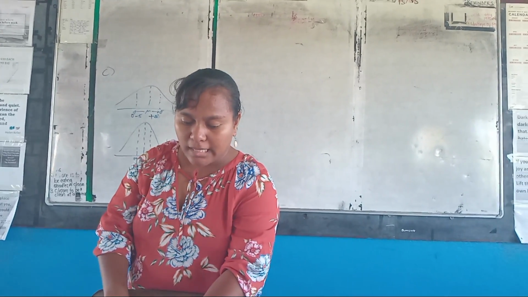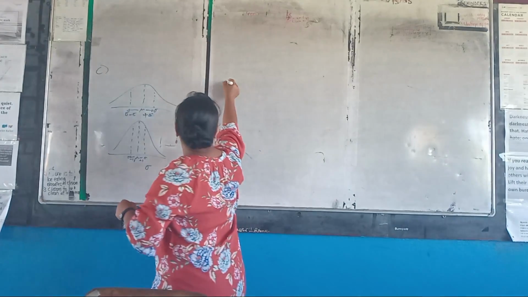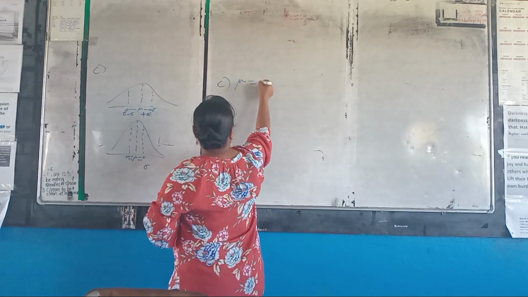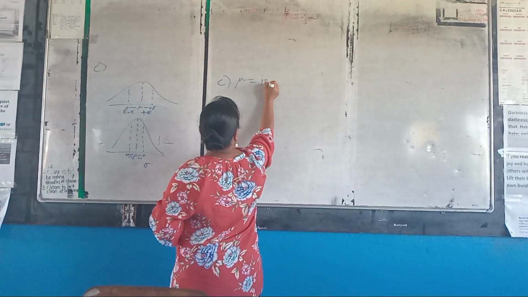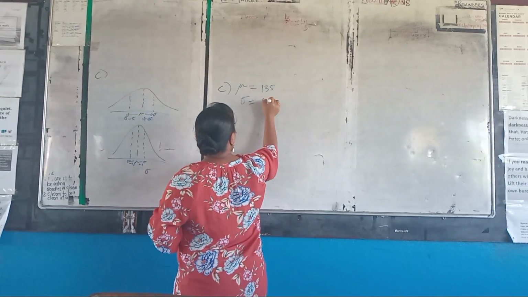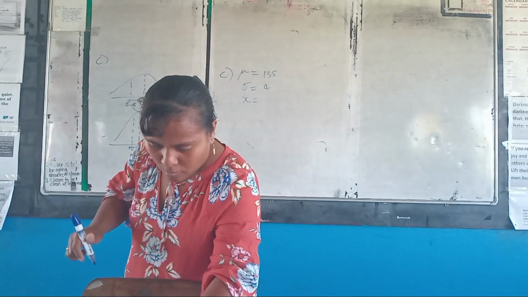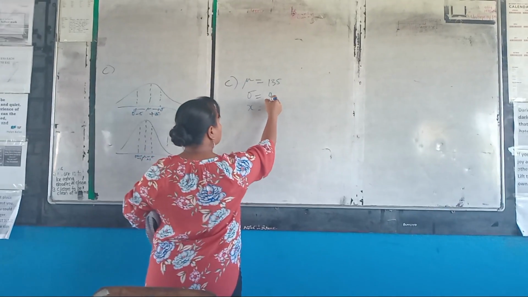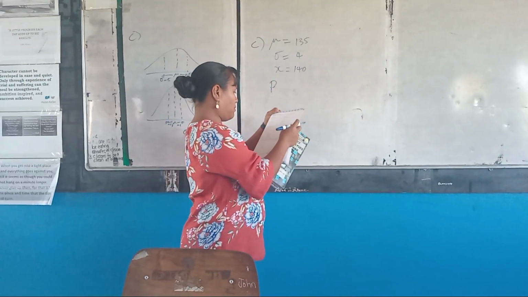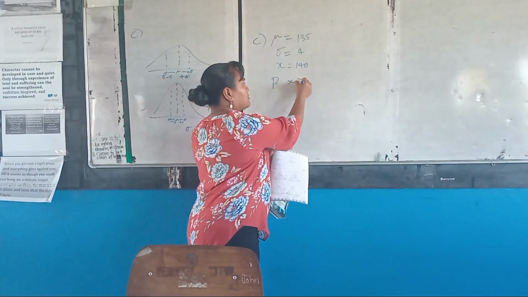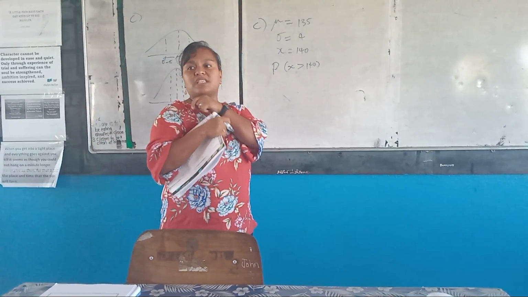Page 6, we've done A and B, so we're going to do C. In C, your mean is 135, standard deviation 4, and x equals 140. The question is X is greater than 140. Okay, what's the first step?